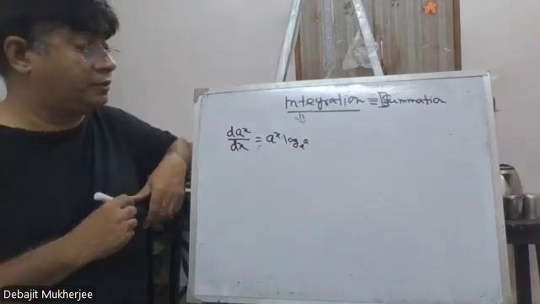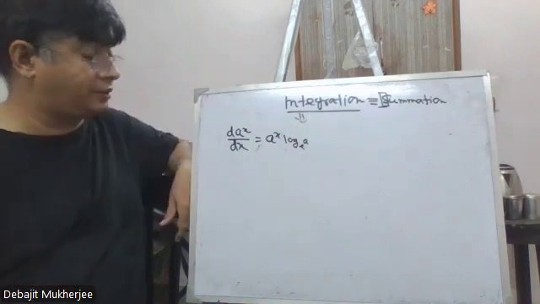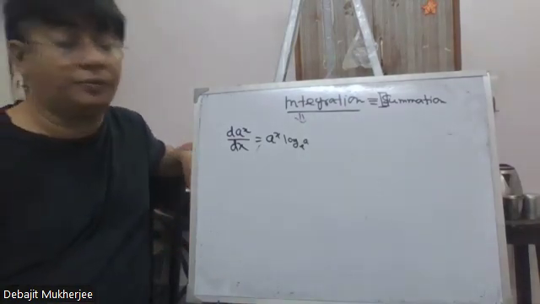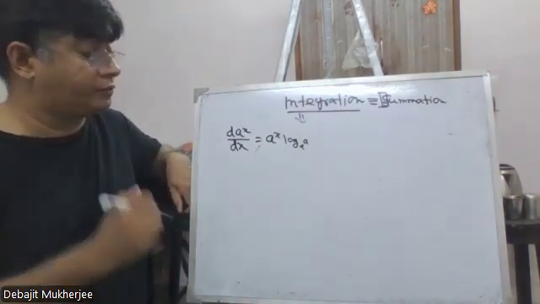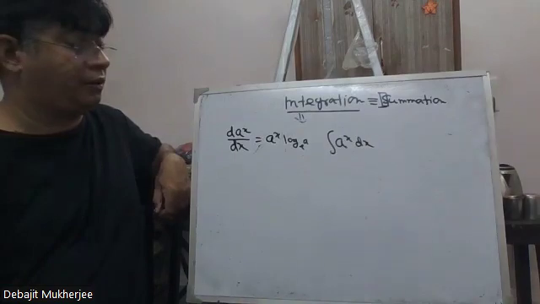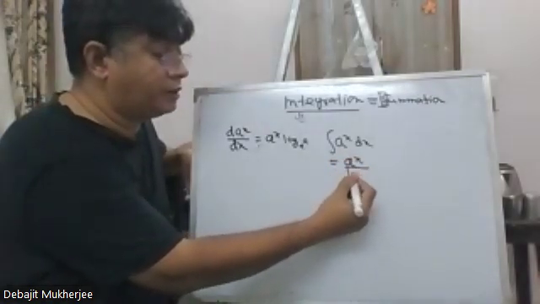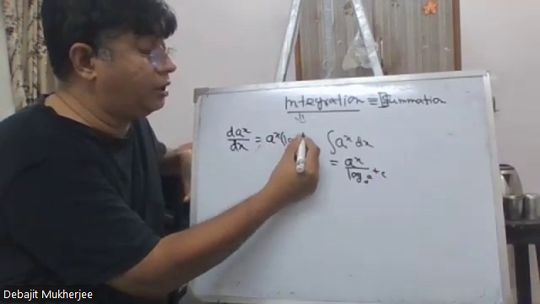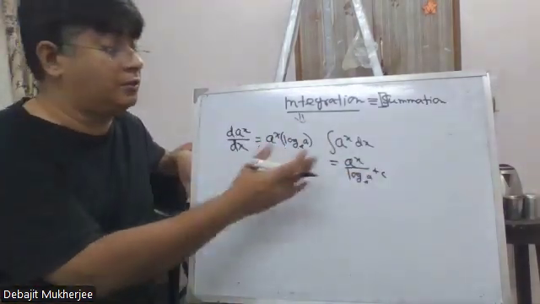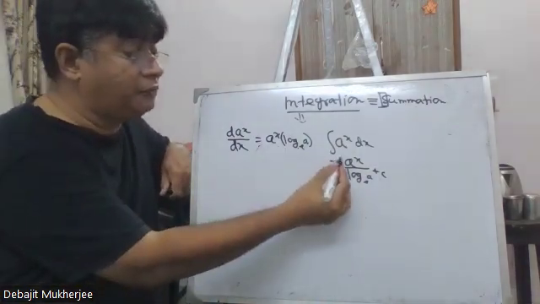So, if you are asked to integrate a to the power x, how will you do it? See, integration of a to the power x is a to the power x by log a. So here log a to the base e came with a to the power x, but here the same log a to the base e will come in the denominator. Hope you understood?